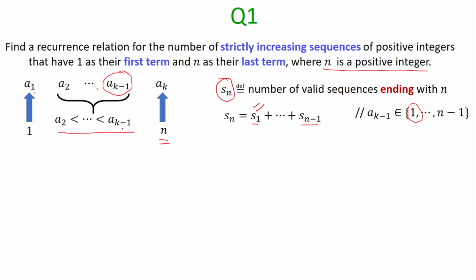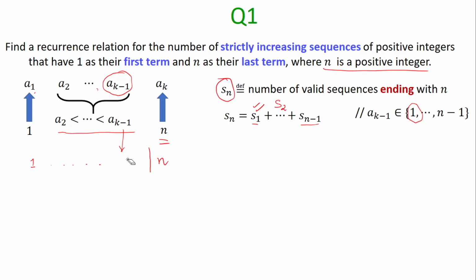Or your A of k minus 1, namely the second last value in this sequence, can be 2. In that case, what I am saying is you find all valid sequences starting with 1, ending with 2, and which is a strictly increasing sequence. And in each such sequence, you put an n at the end. That will give you another category of strictly increasing sequences starting with 1 and ending with n. How many such sequences you can have? You can have S of 2 such sequences.